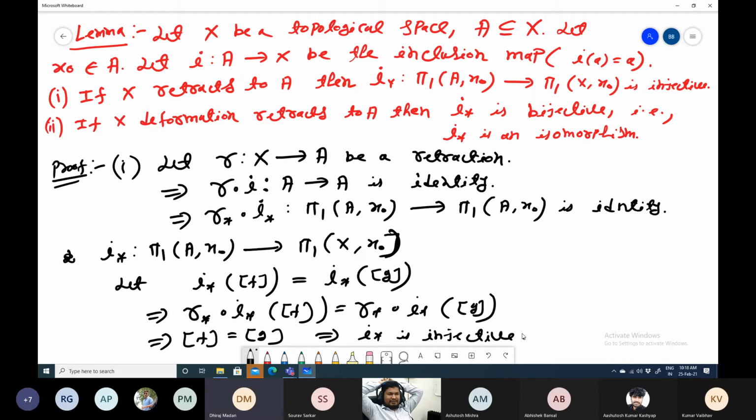Intuitively, it appears that it should be true. No, it is not true. Can you give me one example? A quick example. If you have two paths which are distinct in A, they are not homotopic in A, but they become homotopic in X. This is not true.